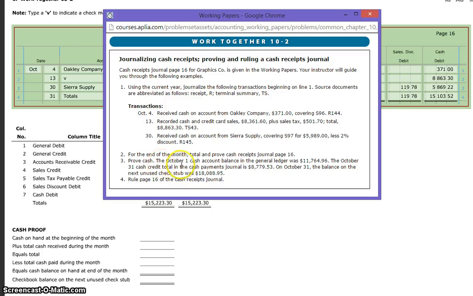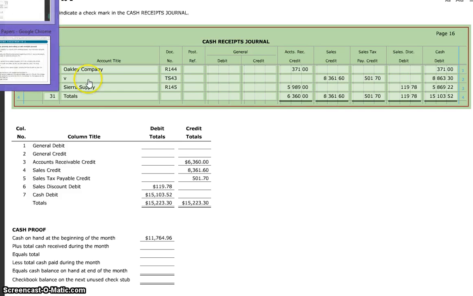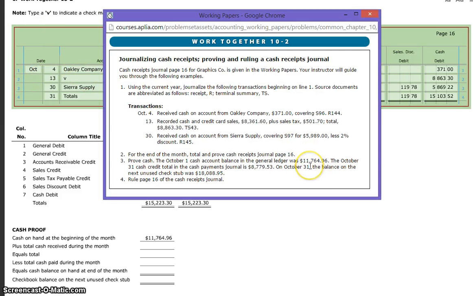So prove cash. The October 1st cash account balance in the general ledger was $11,764.96. So that first number that they give us goes right here, cash on hand at the beginning of the month. So we're going to plug that in right now. $11,764.96. So just make sure that number's the same, $11,764.96.